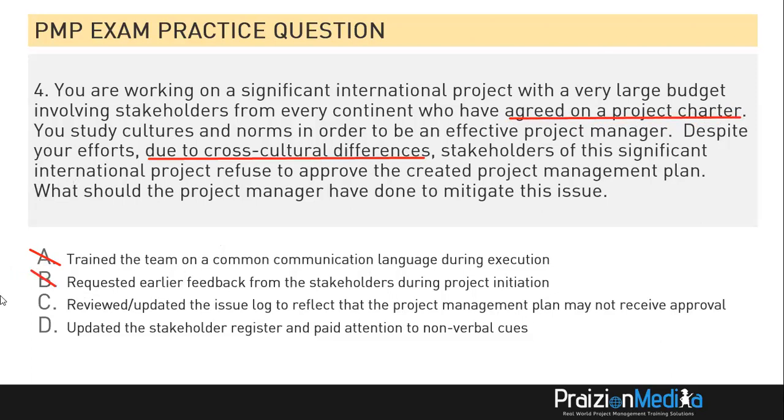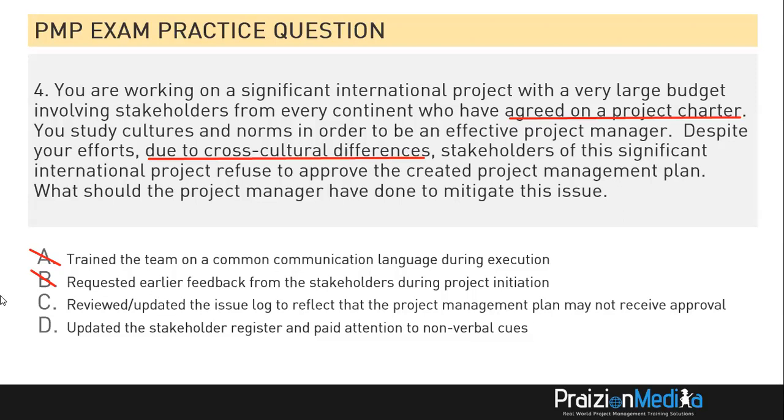C says reviewed or updated the issue log to reflect that the project management plan may not receive approval. Well, let's think about it. The issue log is typically documented in executing, in the Direct and Manage Project Work process. So this is earlier on. It is a little bit premature. Documenting something in the issue log actually doesn't do a whole lot.